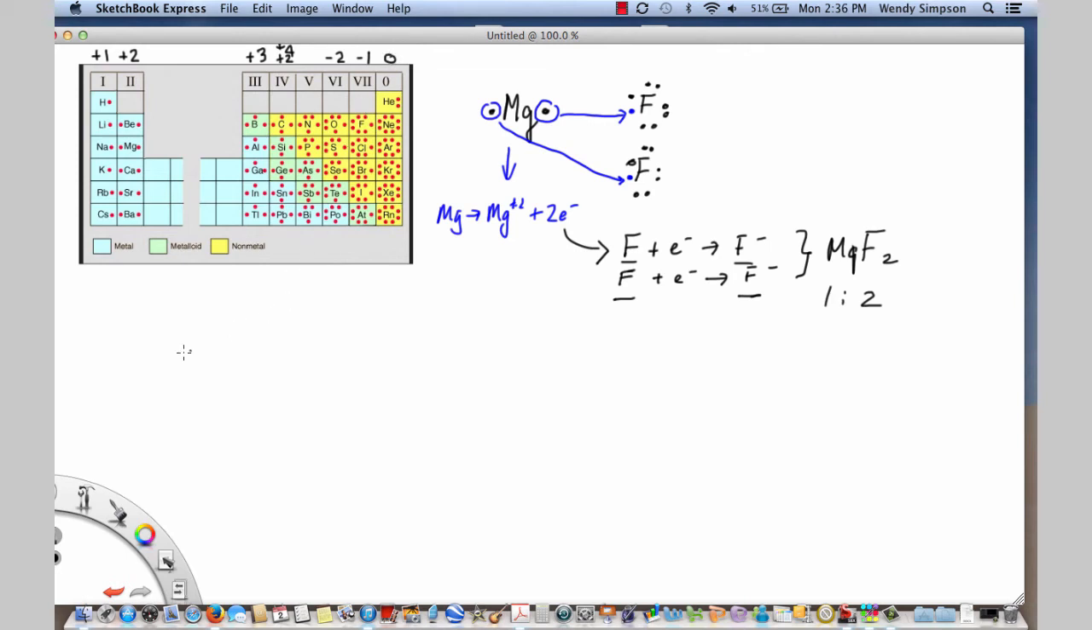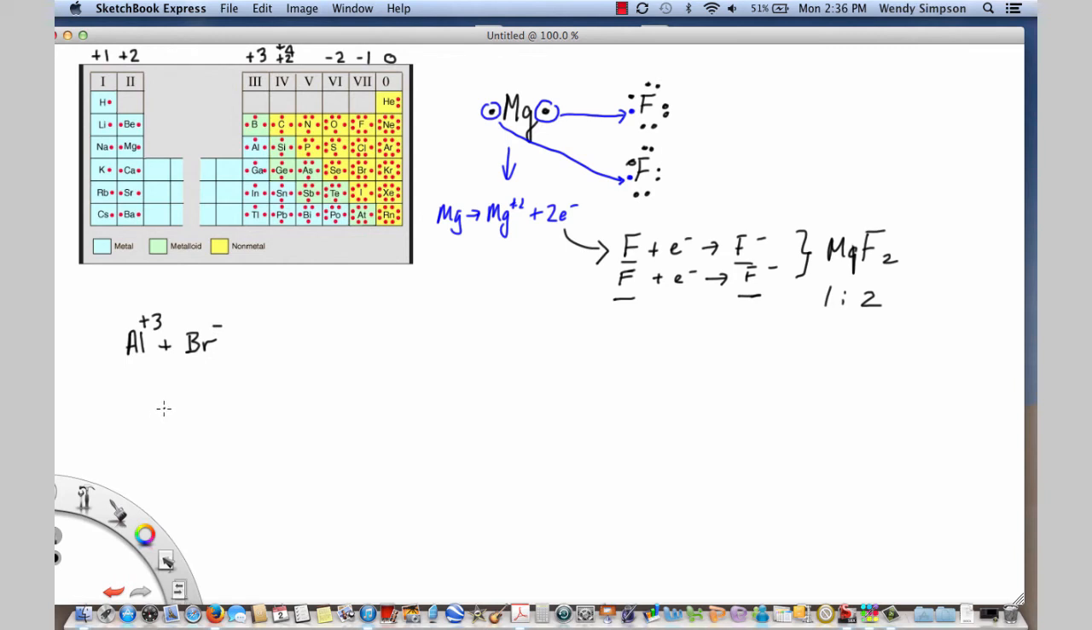Let's say we wanted to form an ionic compound with aluminum and bromine. The first thing that we want to do is take a look and see what the charges of the ions would be. The aluminum ion, it's in group 3, would have a +3 charge. So let's write the charge right there. And bromine has a -1 charge.